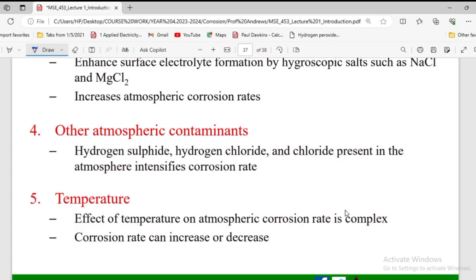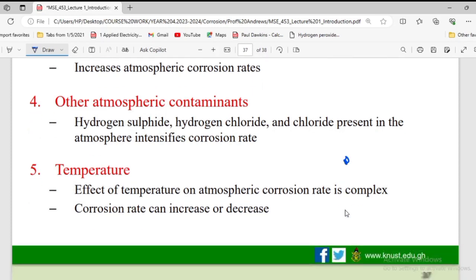Temperature: the effect of temperature on the atmospheric corrosion rate is complex, because it can increase or decrease. When the temperature in the environment increases, at a point oxygen will be out of the system, and if oxygen is not in the system, corrosion rate will decrease. The same applies at very low temperature. If at high temperature corrosion increases, at low temperature it doesn't increase. But at certain low temperatures, because of evolution of oxygen gas, corrosion also will increase. That's why the corrosion rate can increase or decrease.